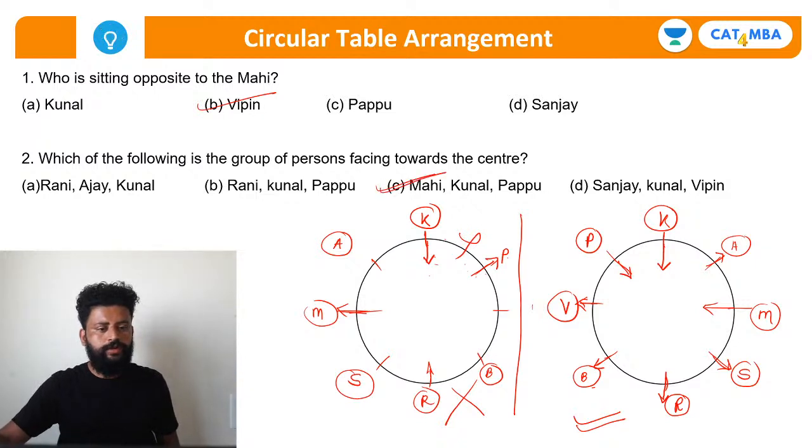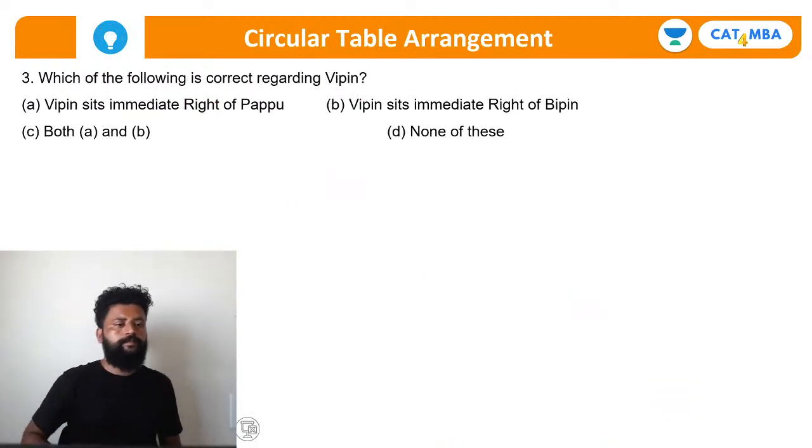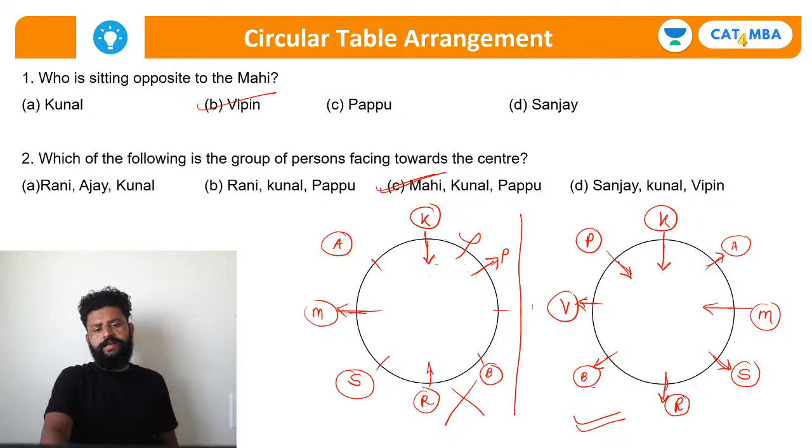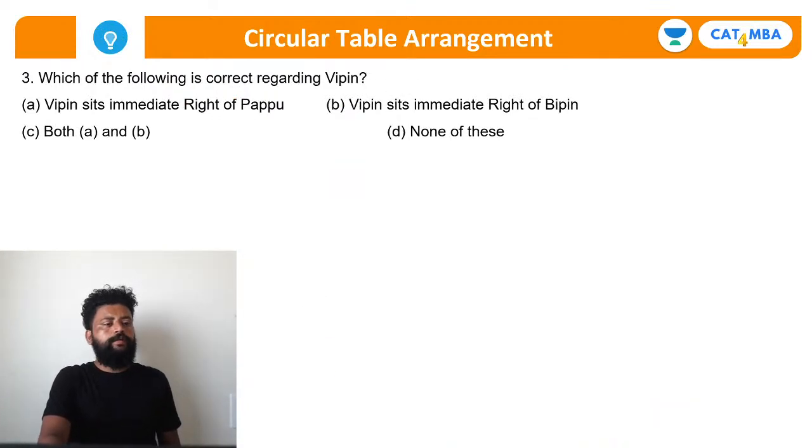Mahi, Kunal and P. Next one. Which of the following is correct regarding Vipin? Vipin sits immediate right of Pappu. Is it right? Vipin is immediate right of Pappu. Immediate right of Pappu is Vipin. That's perfectly fine.